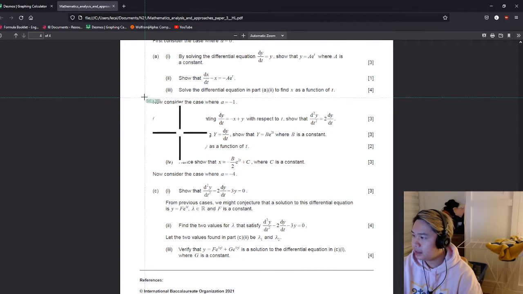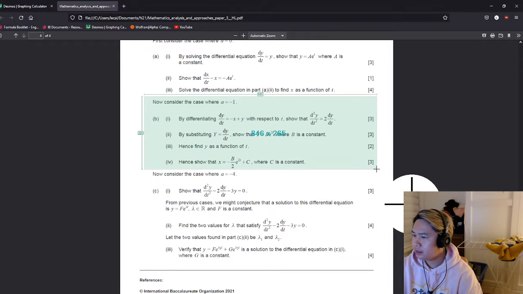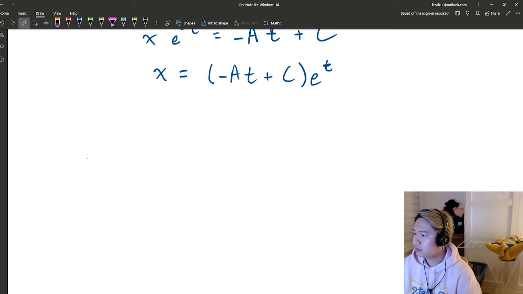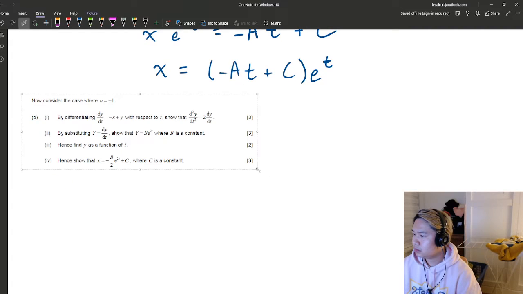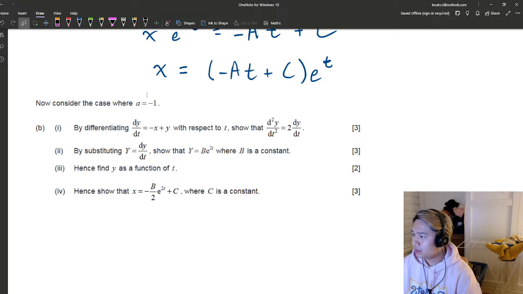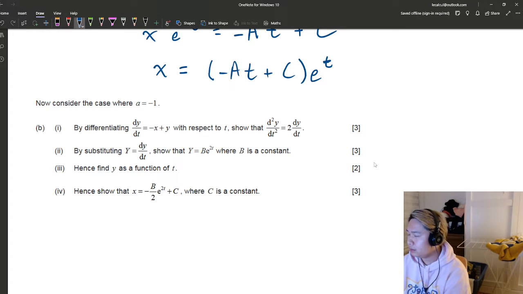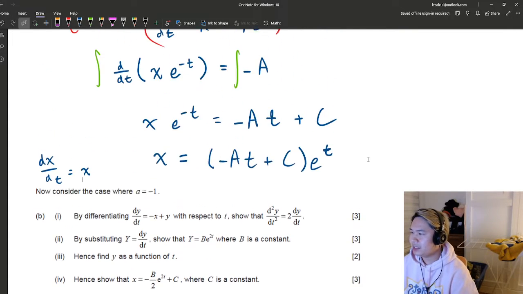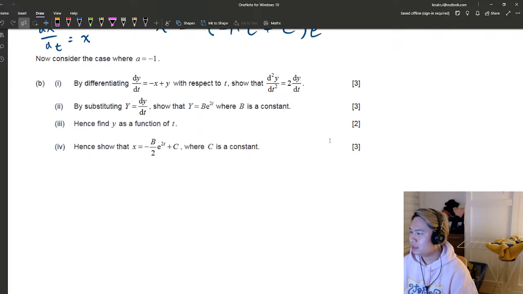Now we're going to consider the case when a is -1. So if a is -1, then that second differential equation becomes this. And then you need to show the second derivative is equal to 2 dy/dt. Okay, and then what was the second linear equation? I think it was x... Was it y minus x? x minus y, okay.